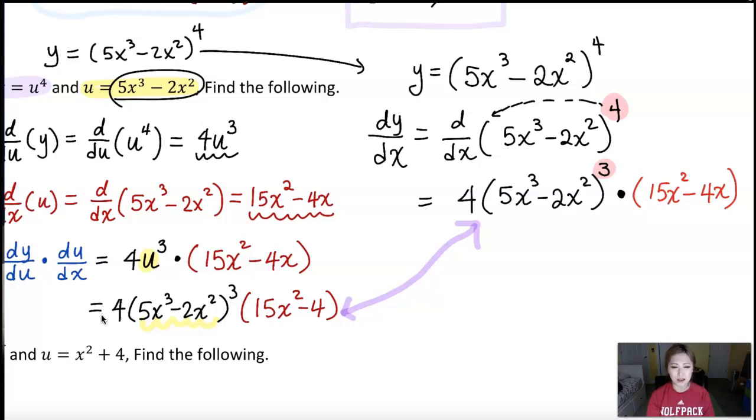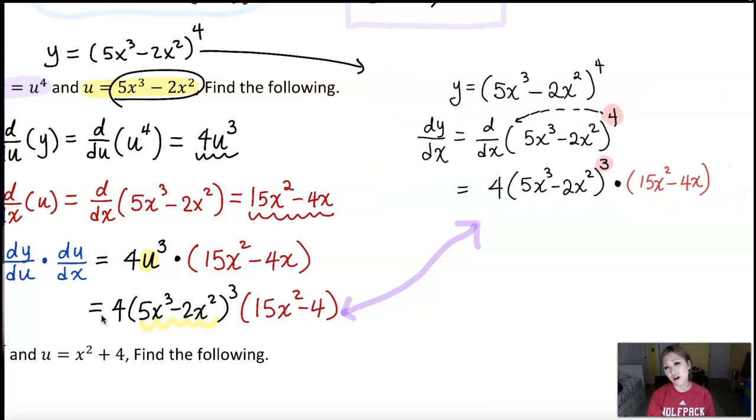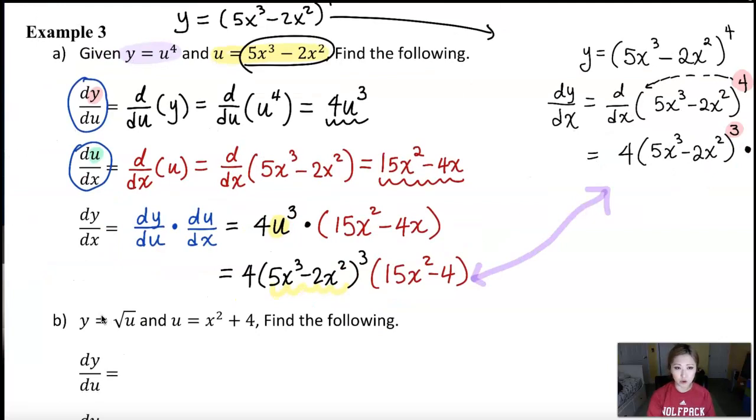They're the same thing. So you may ask, why do we need to break this down into du, dx, and all that? Well, I wouldn't. If I were you, I'm doing your homework. If I'm doing homework, and if it's a chain rule problem, I'll just do the straight up chain rule method. But just want to show you this is where it came from.